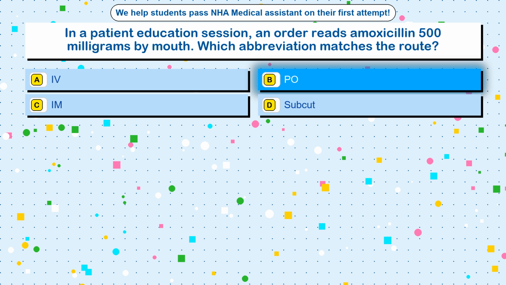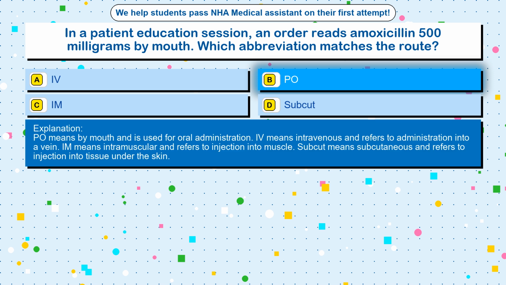The correct answer is option B, PO. PO means by mouth and is used for oral administration. IV means intravenous and refers to administration into a vein. IM means intramuscular and refers to injection into muscle. Subcut means subcutaneous and refers to injection into tissue under the skin.